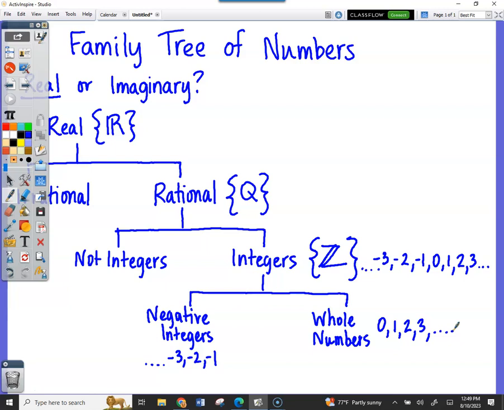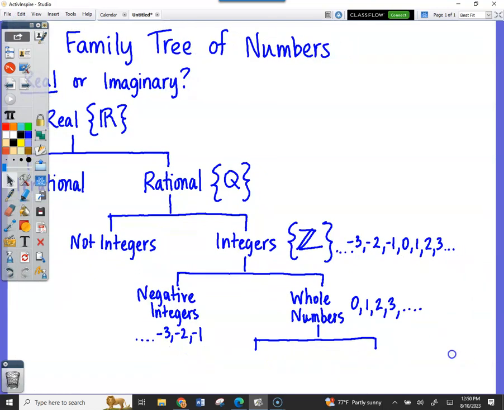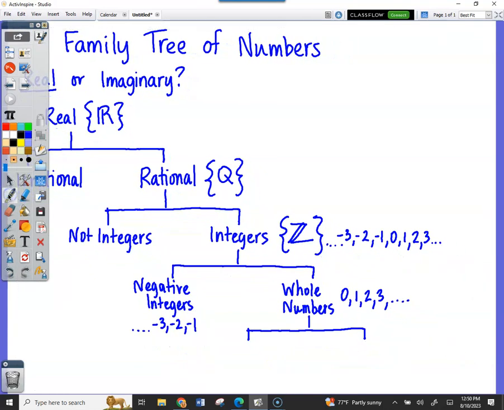I have more. There's a whole other family right here. The whole numbers. Split it off. And I'm going to have to shift because I've run out of room. The whole numbers can be broken apart into 2 categories, and that would be the number 0 itself, and then what we call the natural numbers.